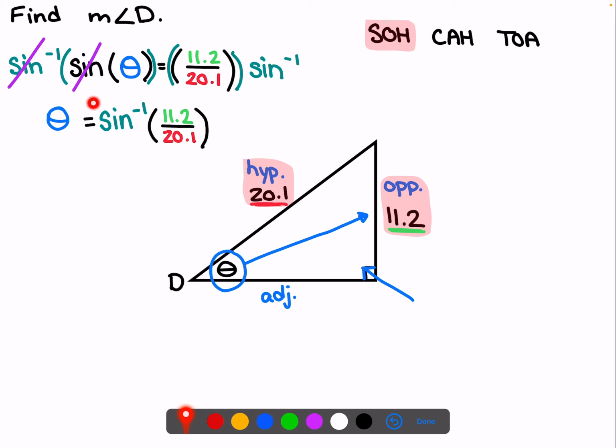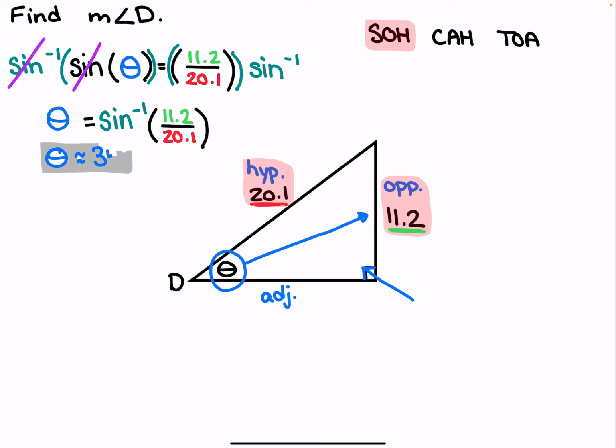At this point, this is what we're going to enter in on our calculator. So we hit second sine, 11.2 divided by 20.1. That will give us 33.8633, and then it's irrational, so it continues going on forever. We round to the nearest whole degree, giving us theta is about 34 degrees.